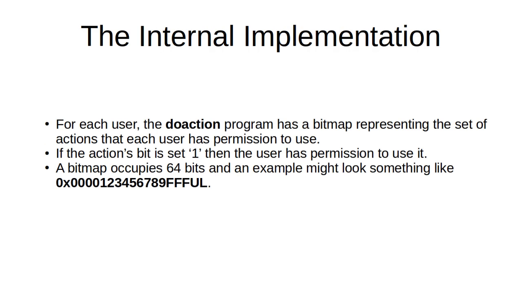To enforce the permissions, the source code for doAction contains a bitmap for each user expressed as a hexadecimal value with one bit assigned to each action. If in a given user's bitmap the bit for an action is a 1, then the user has permission to use the action and doAction will perform that action. Otherwise, the user doesn't have permission and doAction will exit with a suitable error message. An example of a lengthy permissions bitmap is shown.